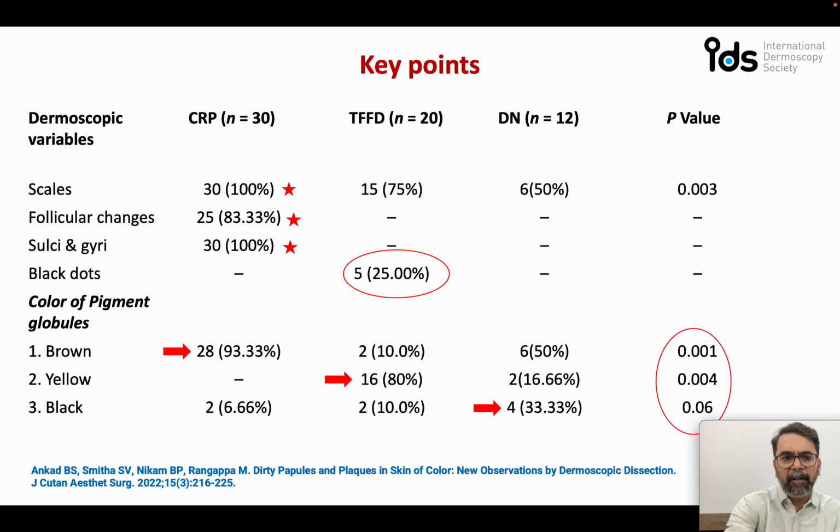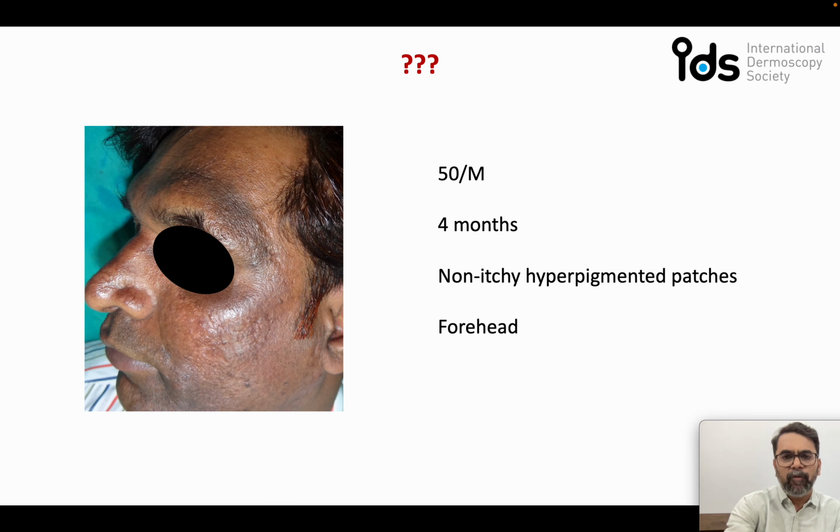So this color variation was statistically significant. Hence dermoscopy can be utilized to differentiate CRP, TFFD and DN very easily. So moving on to facial pigmented dermatosis.